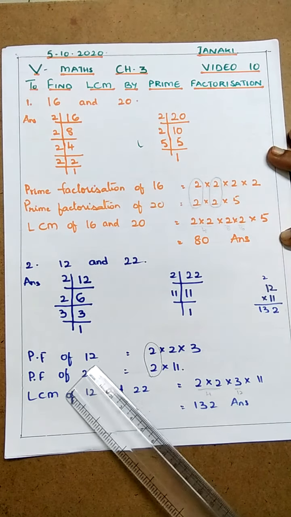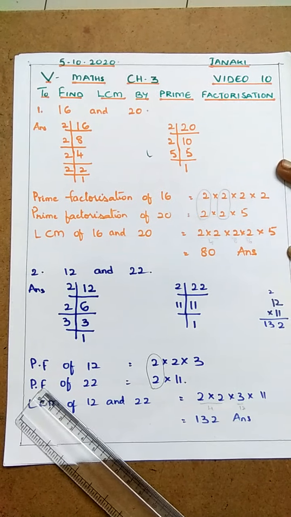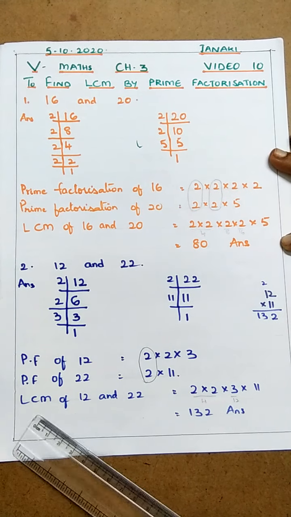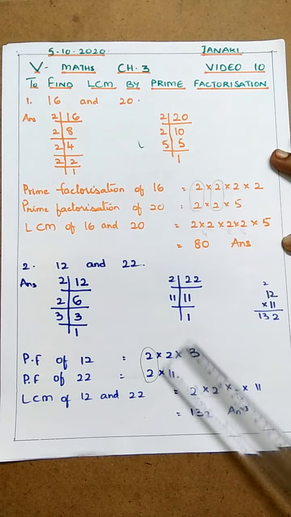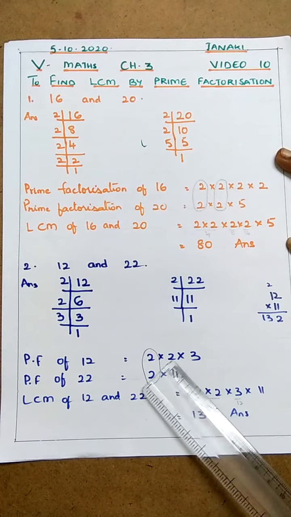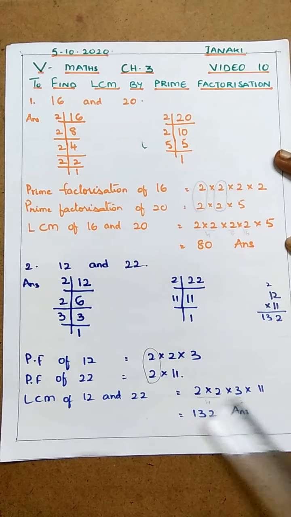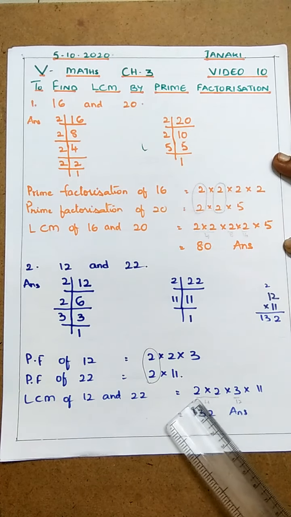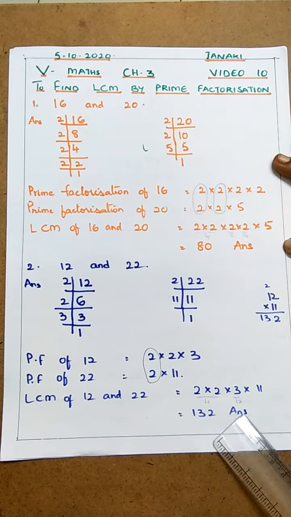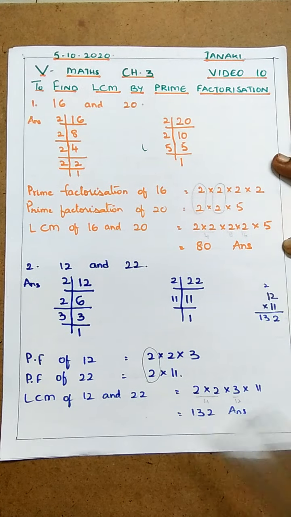Now, prime factorization of 12 is 2 into 2 into 3. We have written like this. And prime factorization of 22 is 2 into 11. Now, LCM of 12 and 22, how to find? 2, 2, it is a common number, isn't it? So, take the common factor 2. Now, what are the leftover numbers? 2 and 3 from 12, and 11. Multiply all these four numbers. Now, let us see how much you get. 2 2's are 4, 4 3's are 12, 12 11's are 132. So, LCM of 12 and 22 is 132.